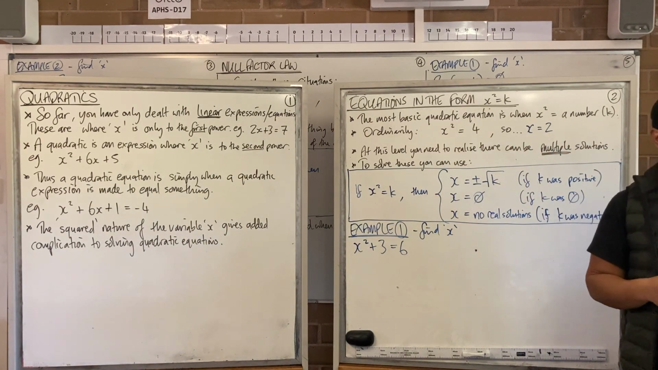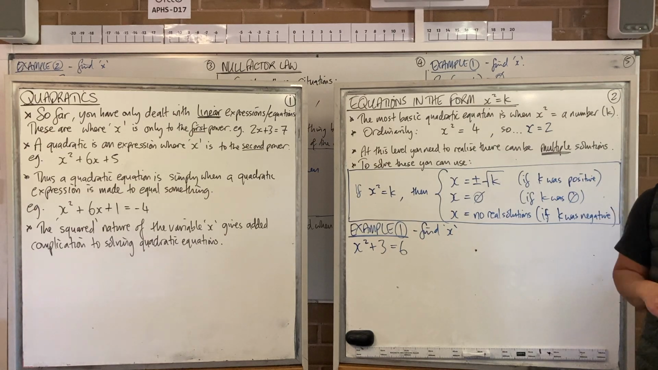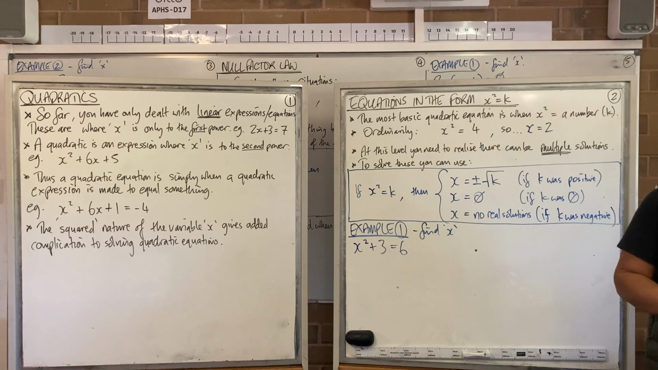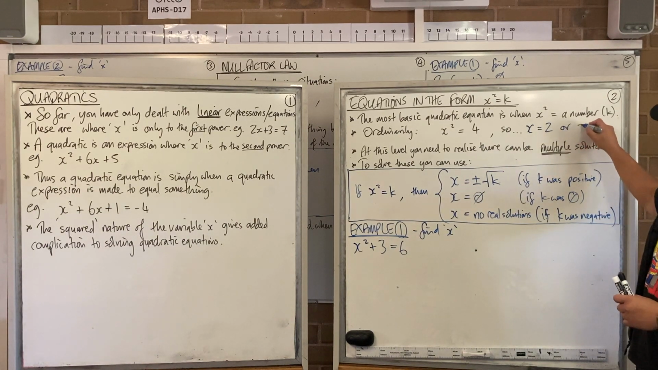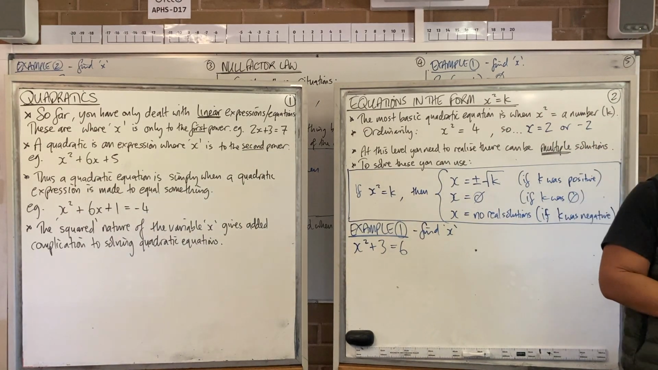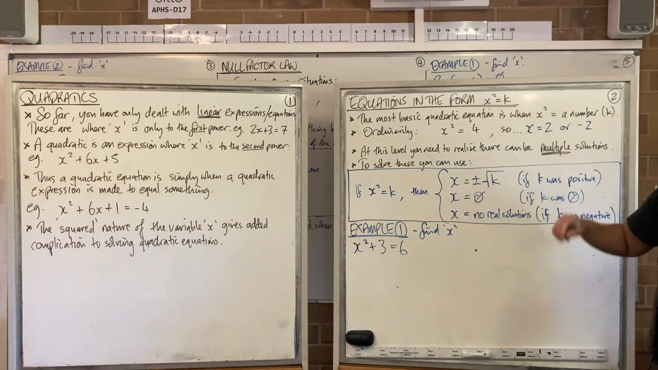What if I told you that wasn't the only answer? What's another answer? What can I times by itself to also get 4? Negative 2. Yes. x is equal to 2 or negative 2. That's what makes this different. You're in year 10 now. Not babies anymore. That's not the only answer. There's multiple. That's why this is hard.